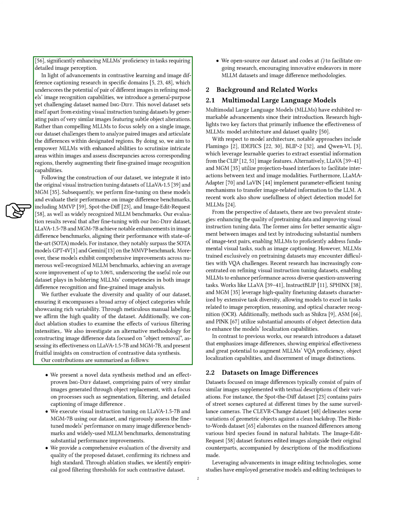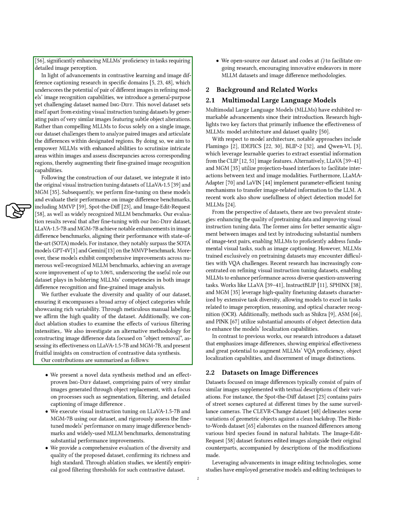To further advance this field, we introduce a new dataset called Img-Diff, which consists of pairs of very similar images with slight changes. This dataset encourages MLLMs to analyze paired images and identify differences in specific areas, enhancing their ability to recognize fine details. After creating our dataset, we integrated it into the original visual instruction tuning datasets of LLaVA 1.5 and MGM, followed by fine-tuning these models and evaluating their performance on various benchmarks.